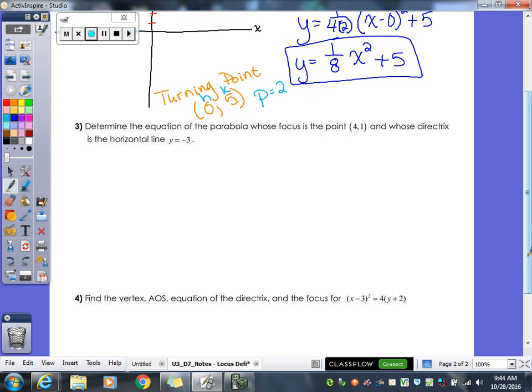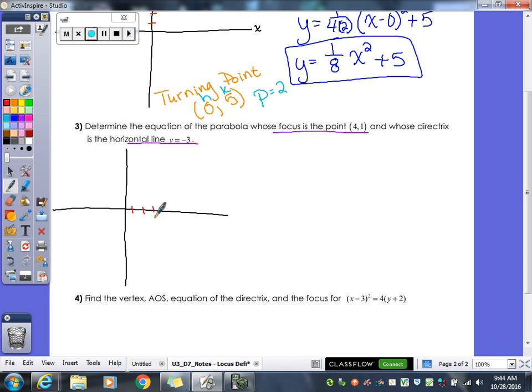Okay, 3. Determine the equation of a parabola whose focus is the point 4, 1, and whose directrix is the horizontal line y equals negative 3. So again, to help me figure this out, I'm going to sketch myself a picture.